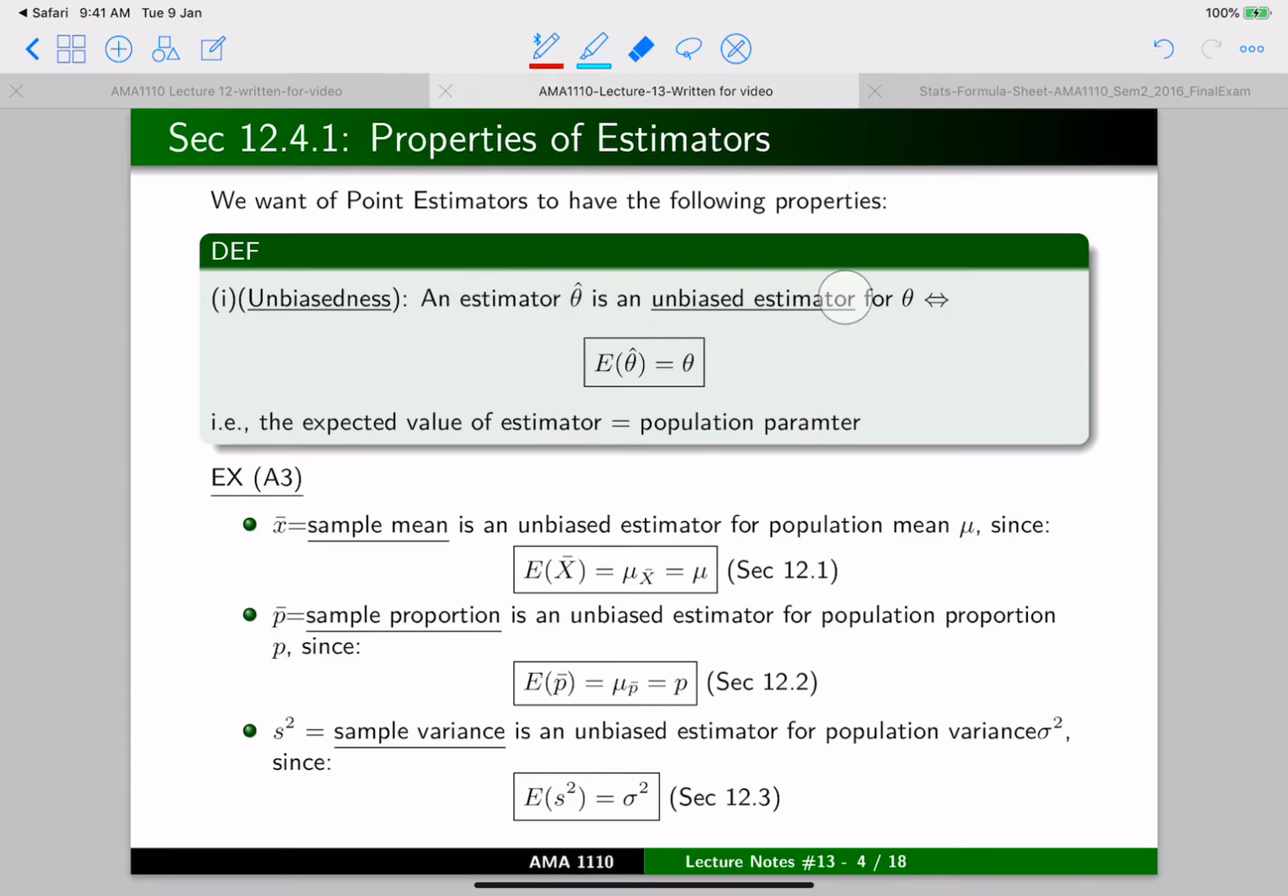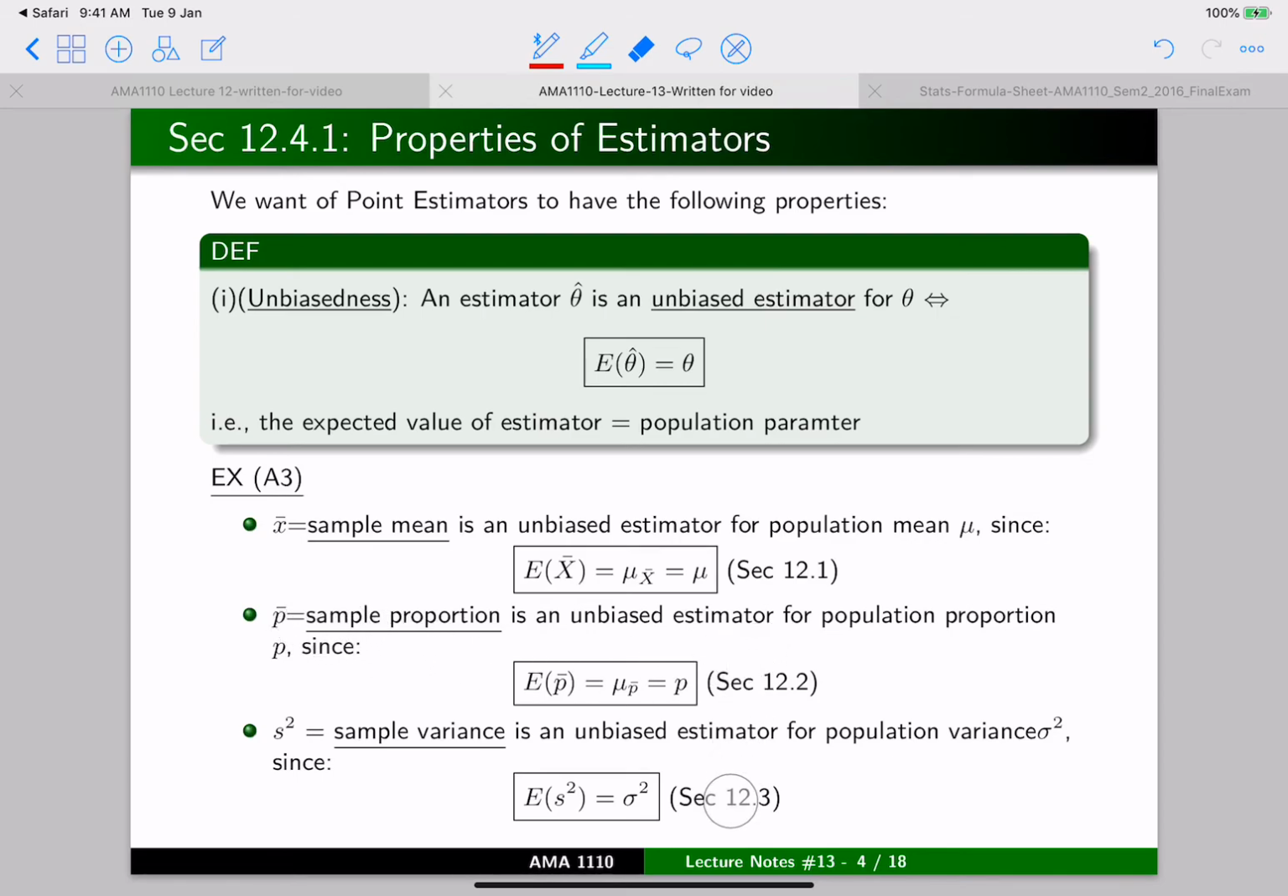An estimator is an unbiased estimator if and only if the expectation of the sampling distribution, or the mean of the sampling distribution, is equal to the actual population parameter. For example, the sample mean statistic is an unbiased estimator for the population mean, since the sampling distribution has a mean or expected value equal to the population mean.